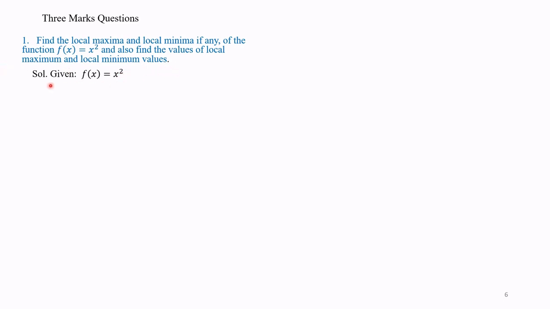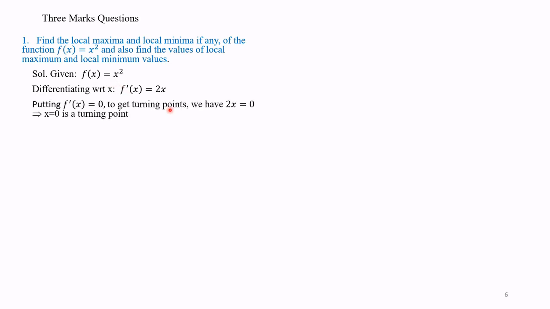Solution. The given function is f of x is equal to x square. Differentiating with respect to x, we get f dash x is equal to 2x. Now f dash x should be equated to 0. So 2x will be 0, and simplifying, we get x is equal to 0. So x is equal to 0 is a turning point.